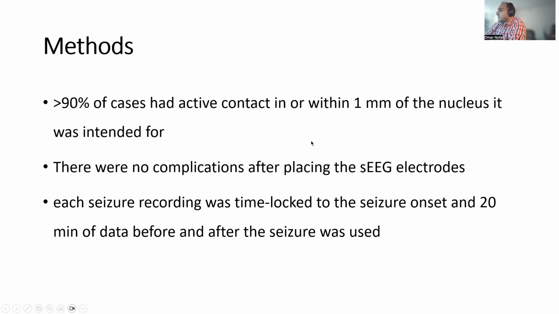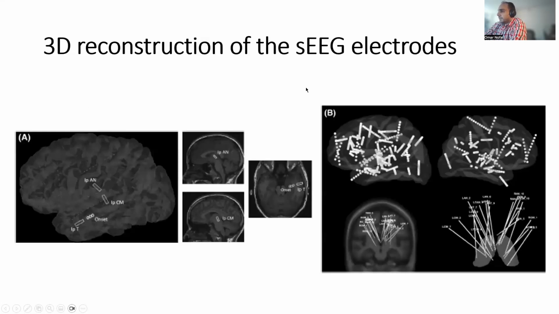And they found that more than 90% of their cases had active contact in or within 1 millimeter of the nucleus that was intended. And they also reported that there were no complications after placing the SEEG electrodes. And each seizure recording was time-locked to the seizure onset, and 20 minutes of data before and after the seizure was used.